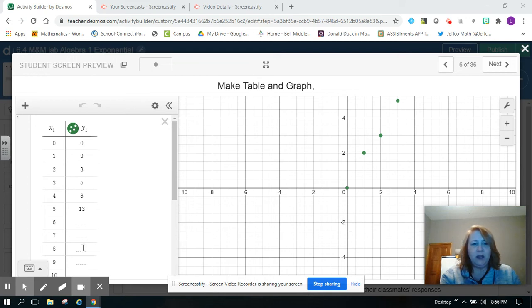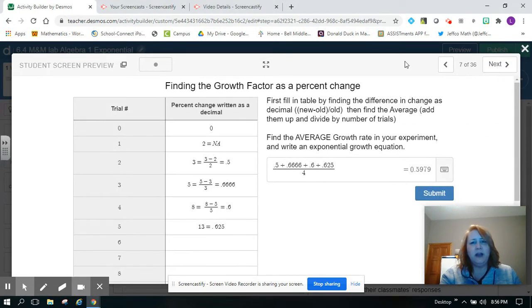Okay, next hint video. So these are your numbers that you put in, 0, 2, 3, 5, 8. Maybe that's what you got, maybe it's not. And then I'm going to go to my next slide, the growth factor as a percent change. It's going to be a little confusing.